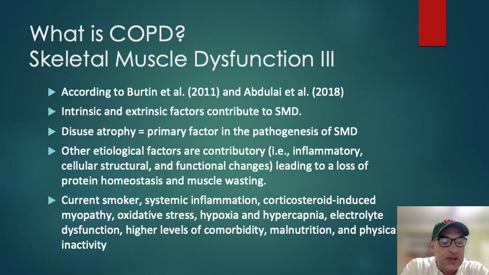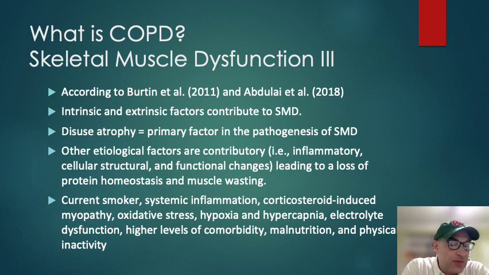So we have some insight into why this occurs. It is true that disuse atrophy is the primary factor in the pathogenesis of skeletal muscle disease, but we do see other factors such as inflammation being a factor as well. And some of the same preventable things that go with it, some less preventable than others, but quitting smoking obviously would be a good thing to do.